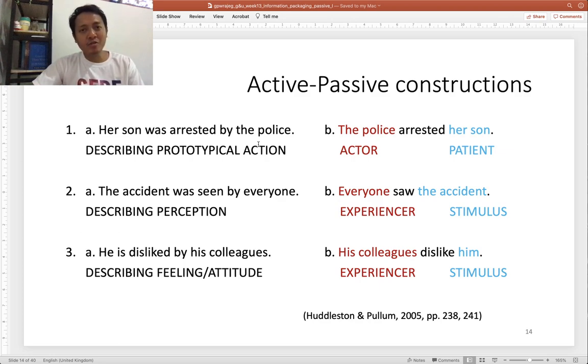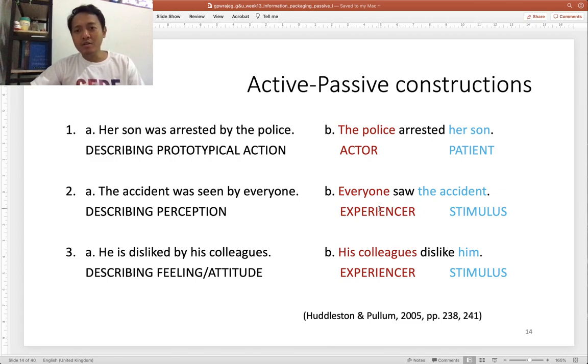And active and passive constructions can also occur in events that are not prototypical actions. One that we saw in 1a and 1b is a typical deliberate action, arresting is a typical action, but there are also events of perception, and emotions, such as 2a and 3a. These do not describe deliberate actions that have forceful energy involved, but rather different events. 2a describes a perception, seeing, and 3a describes a feeling, dislike.